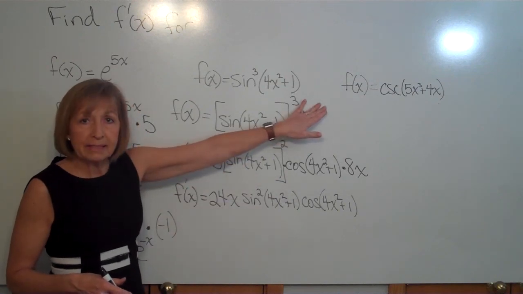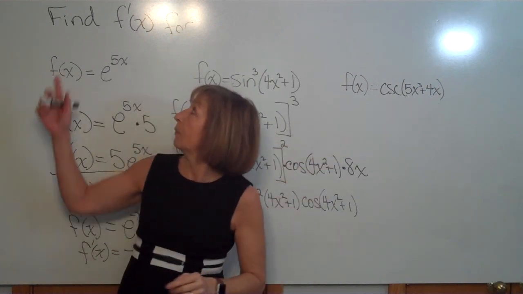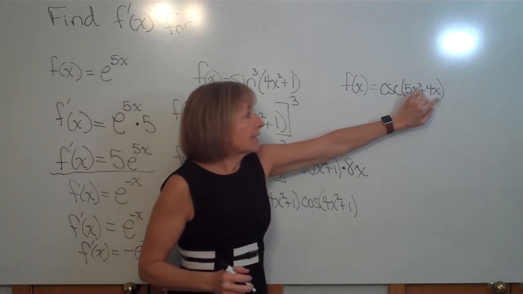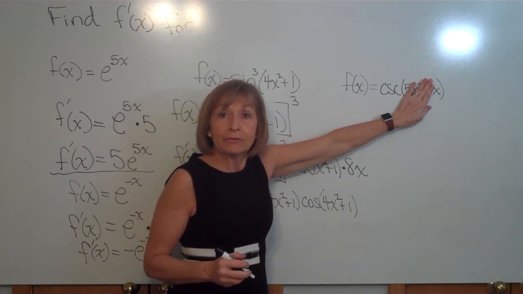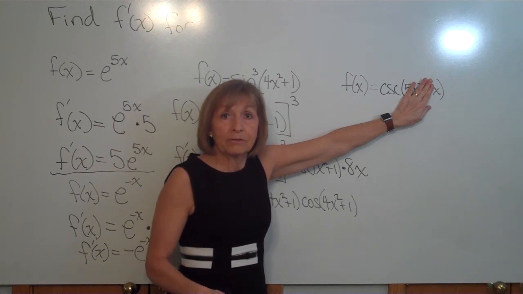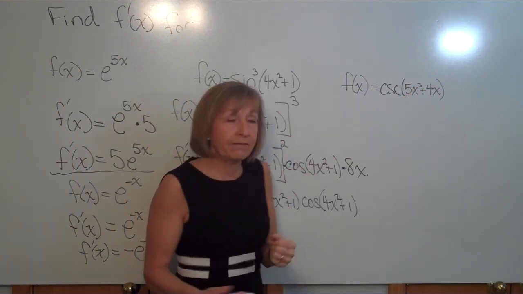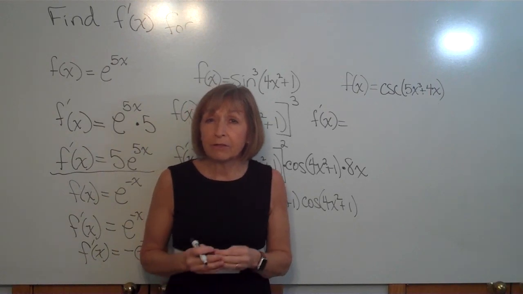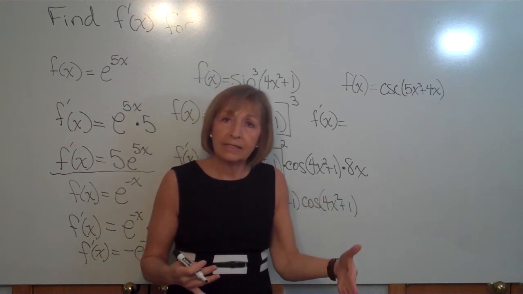Now our last one from this segment is f of x equal cosecant of 5x cubed plus 4x, and again we want to find the derivative for it. So when I think about, if I plugged in an x, I'd get this angle, and then I take the cosecant of that angle. So then I differentiate from the outside in. So I'm going to differentiate the cosecant of an angle first, leave the angle the way it is, and then multiply by the derivative of the angle. So my f prime of x is, well, the derivative of cosecant of an angle is negative cosecant of that angle cotangent of that angle.